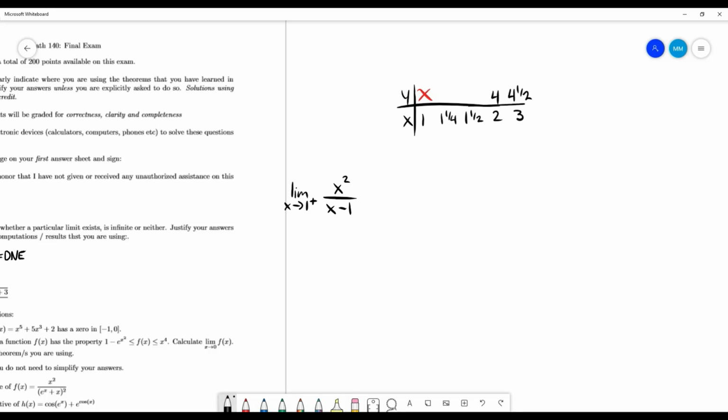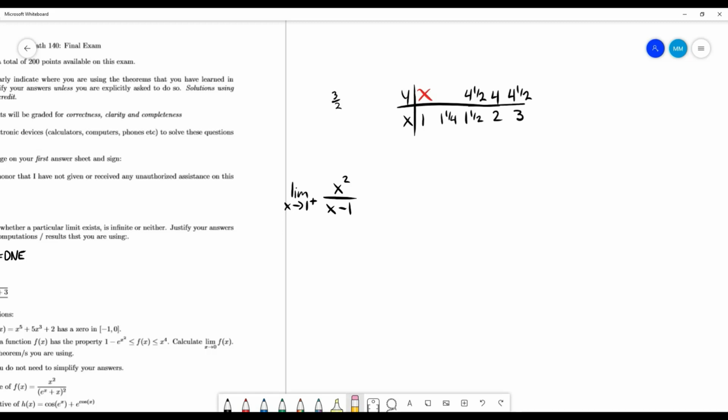Plug in 1 1/2. 1 1/2 squared. Remember, 1 1/2 is the same thing as 3 halves. That squared is 9/4 over 1/2. It's going to be 18/4, which is 4 1/2 again. Interesting.